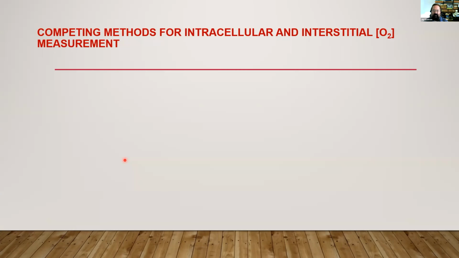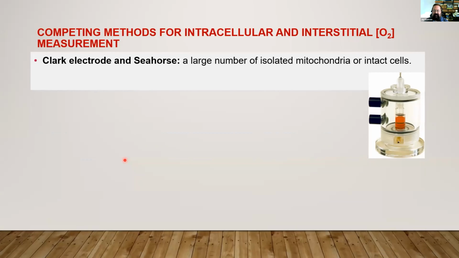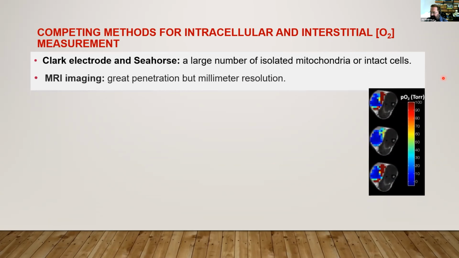But what's out there for looking at things without fluorescence? Well, the Clark electrode and Seahorse, as Suman mentioned earlier, are the sort of standard. If you have a lot of cells, you can have a look at that. The trouble is, again, you need 1 million cells, or MRI imaging. MRI is very sensitive to oxygen state, but even MRI microscopes have millimeter resolution.